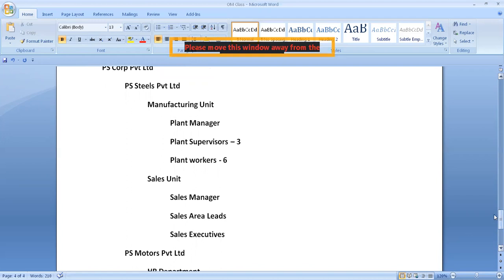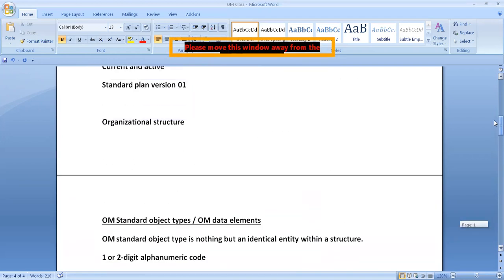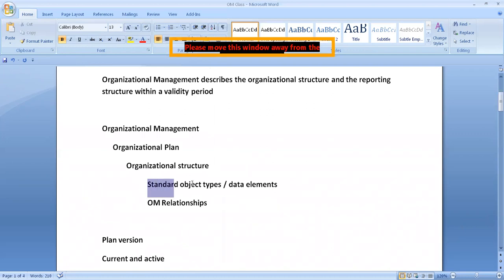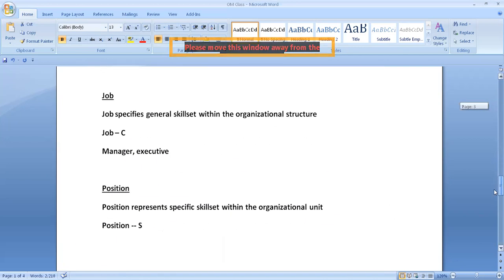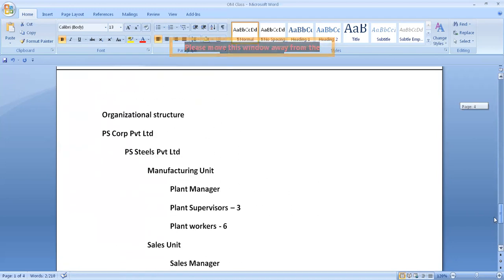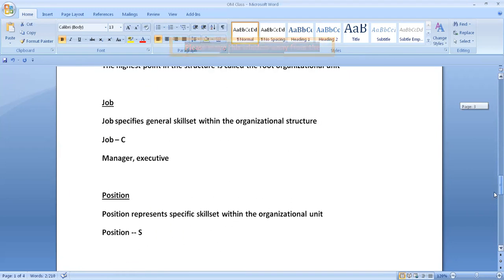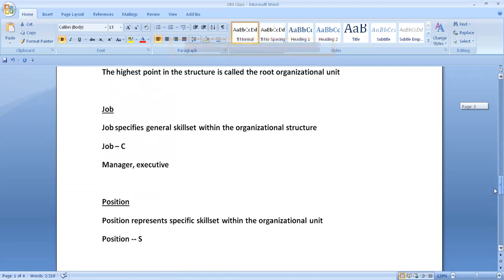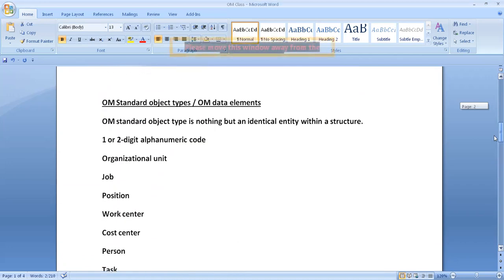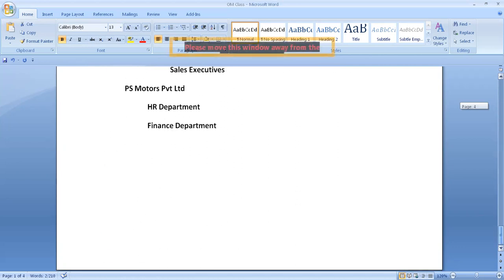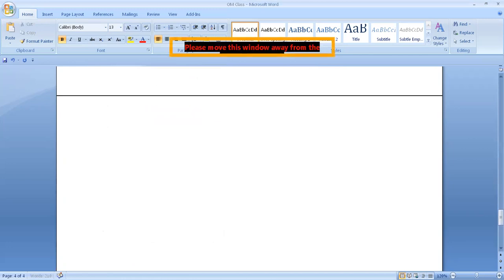Essentially, what we have done is we have discussed standard object types, and after that you have relationships. We have to discuss relationships. Position and other things we have discussed: job, position, org unit, task, all these things. Then you have relationships. Let's talk about relationships.